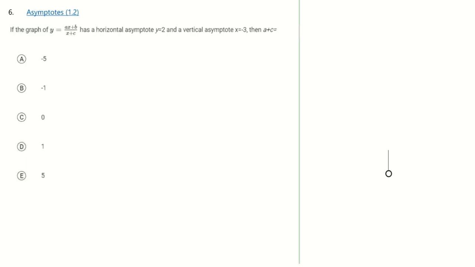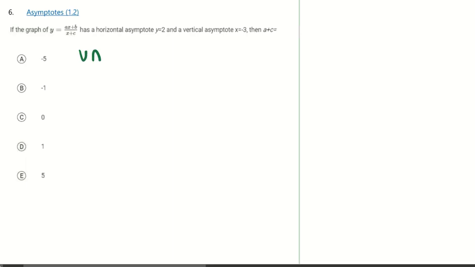Now, asymptotes. I think what I want you to remember about asymptotes is that a vertical asymptote is caused by division by 0, specifically like some non-zero number divided by 0. And for a horizontal asymptote, you're thinking the limit as x approaches infinity.